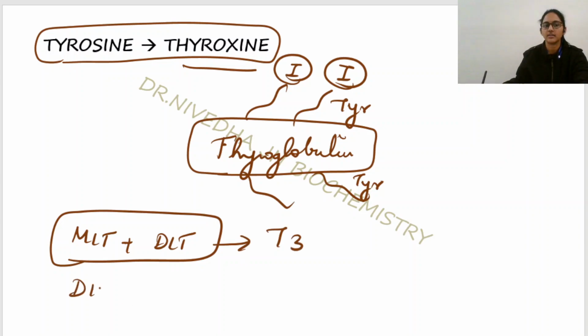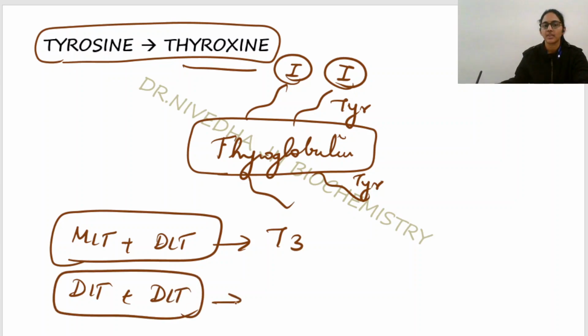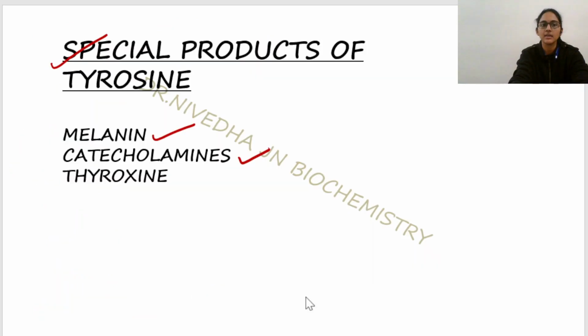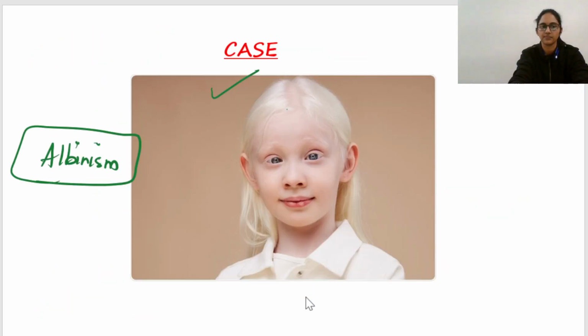When mono couples with diiodotyrosine, it forms triiodothyronine. When two diiodotyrosine couple, it forms thyroxine. So the iodination of tyrosine residues in thyroglobulin is responsible for synthesis of thyroid hormones. That is how tyrosine helps in forming thyroid hormones. With this we are completing tyrosine metabolism. The special products of tyrosine are mainly melanin, catecholamines and thyroxine, right?